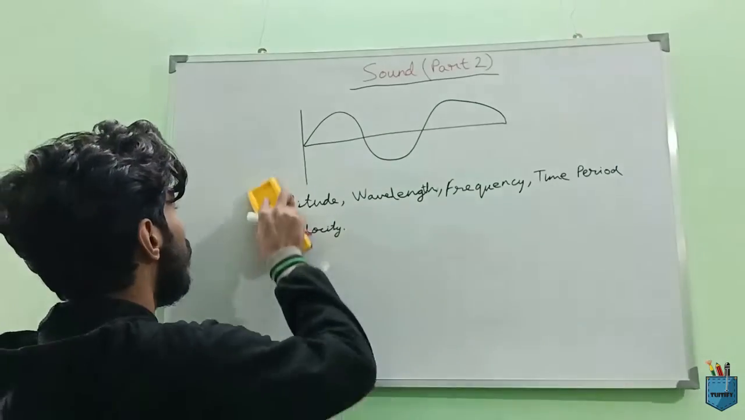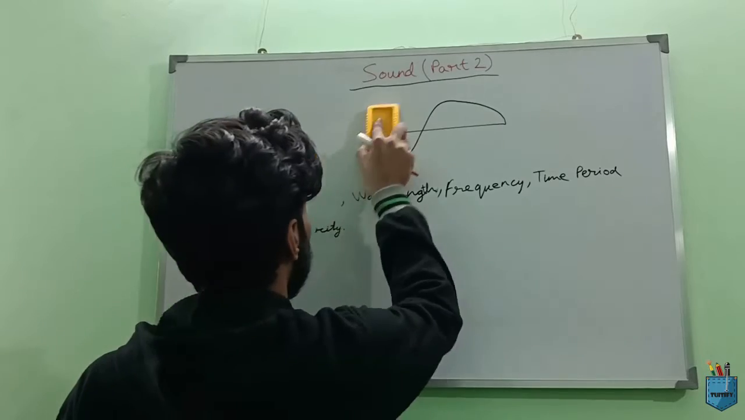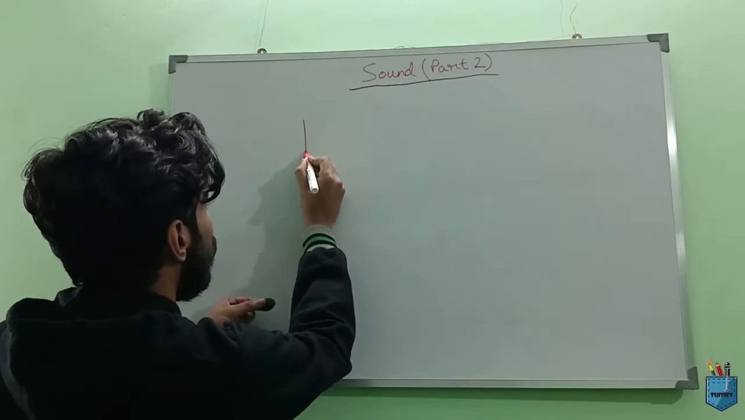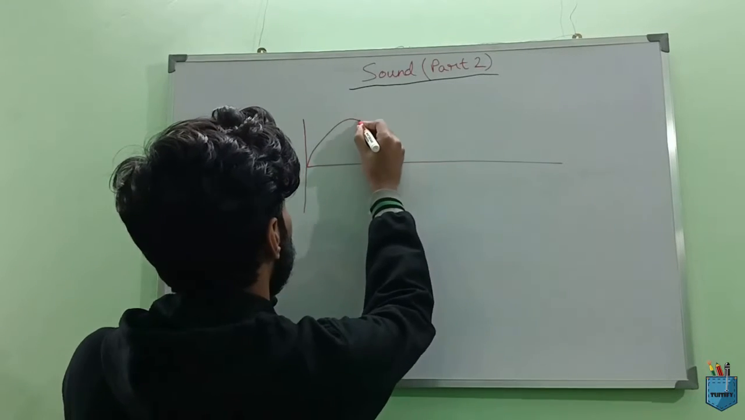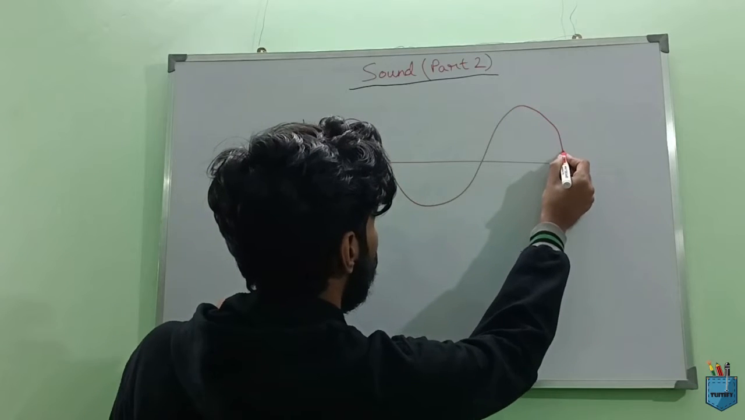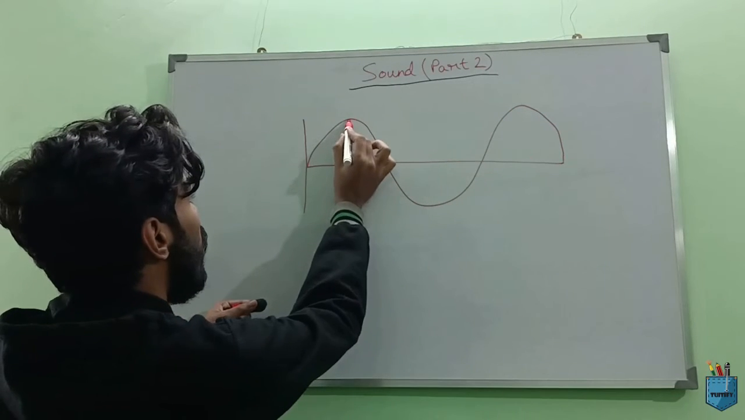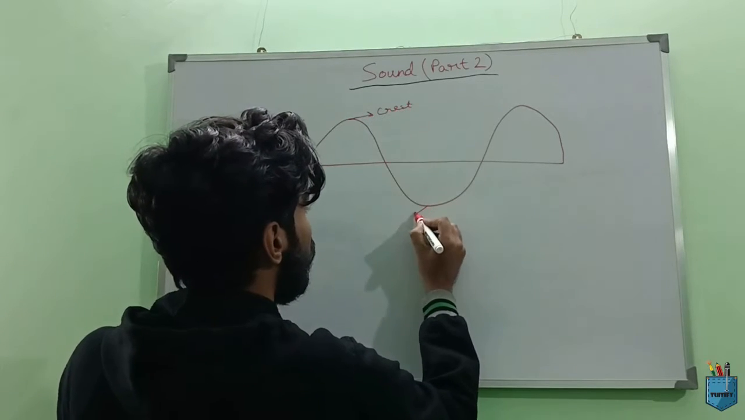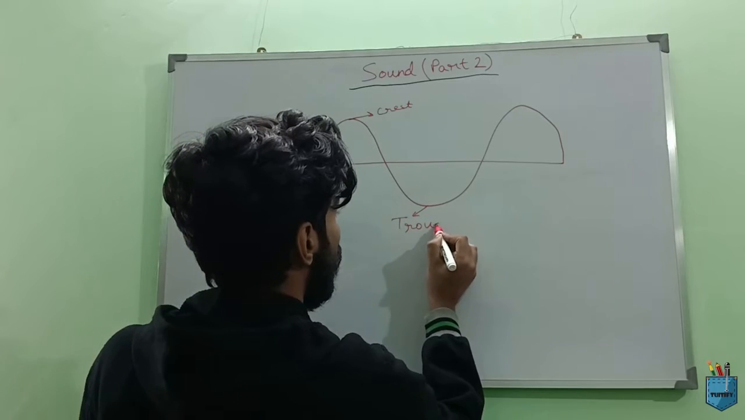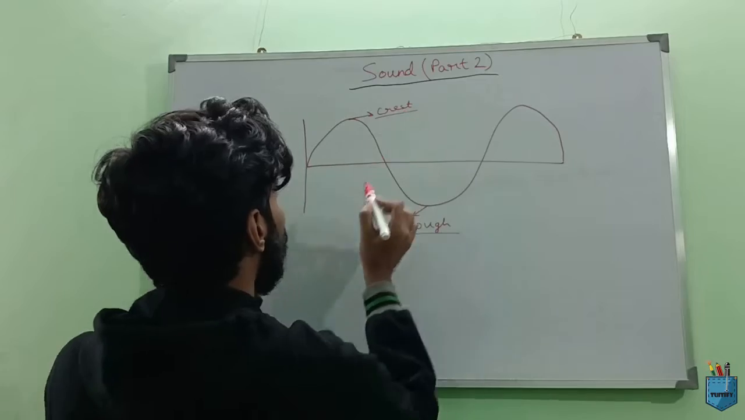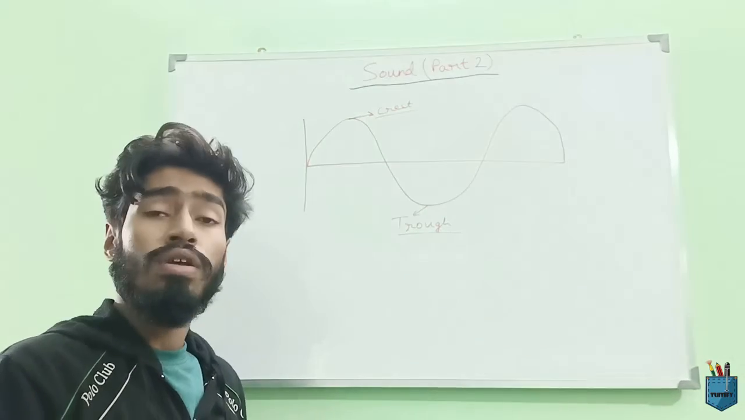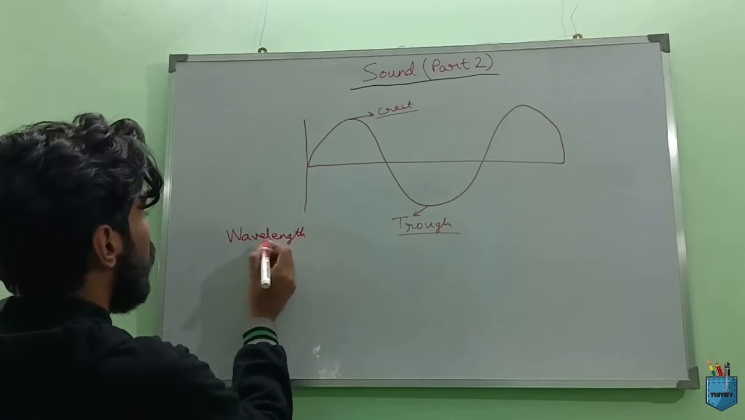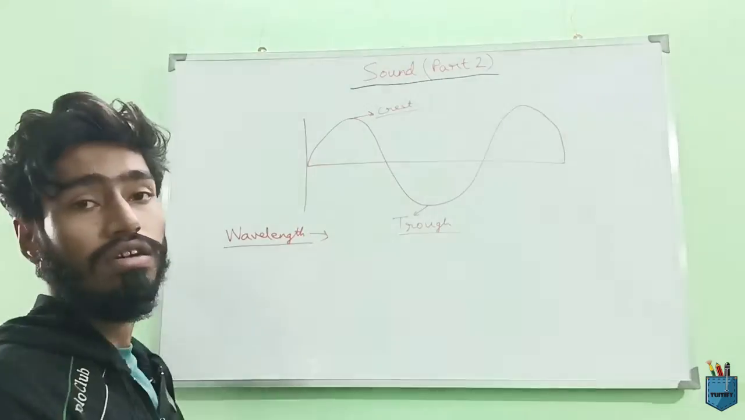First, let us do it one by one, and I will draw a proper image. Suppose this is a wave. There is an upper limit and a lower limit. This part is called the crest, and this part is called the trough. These two are the main things which will help us to understand the characters of a wave. The first character that we will study is the wavelength. This is the most important character of a wave.